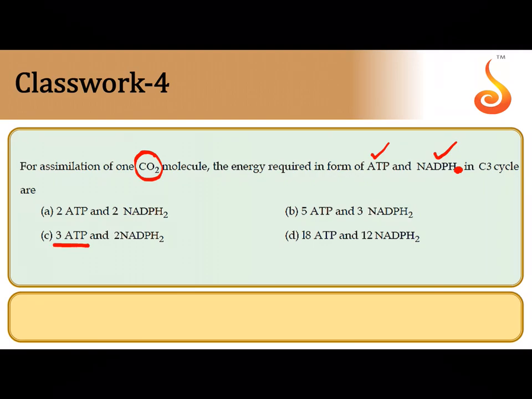So the most convincing option here is 3 ATP molecules, and for reduction of 1,3-bisphosphoglyceric acid into phosphoglyceraldehyde you need 2 molecules of reducing power, or assimilatory power, which is referred to as 2 NADPH. So as a result, the correct answer with respect to 1 Calvin cycle, or 1 carbon dioxide, is 3 ATP and 2 NADPH molecules.